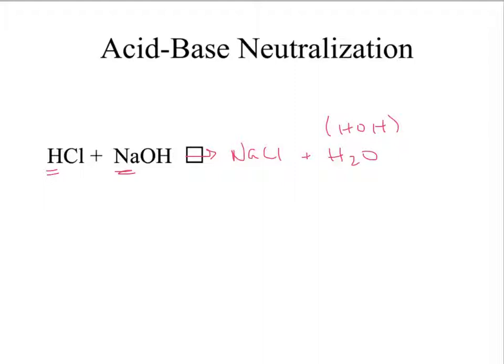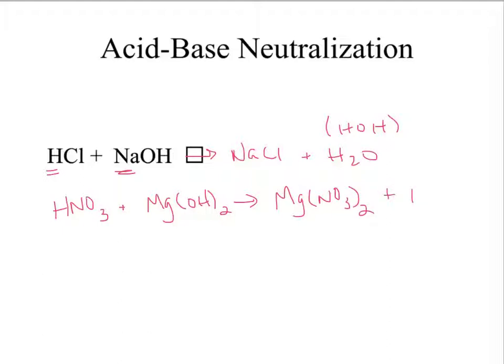All acid-base neutralization reactions have water as a product. So I can have a different acid that's reacting and a different base that's reacting. And here I would produce magnesium nitrate, which does happen to be a salt. That's a metal with nonmetal or a polyatomic ion, and HOH. So to balance this equation, we'll need 2 of the nitrate ions, and we'll need 2 water overall. So this reaction right here, with phases, is an acid-base neutralization reaction.